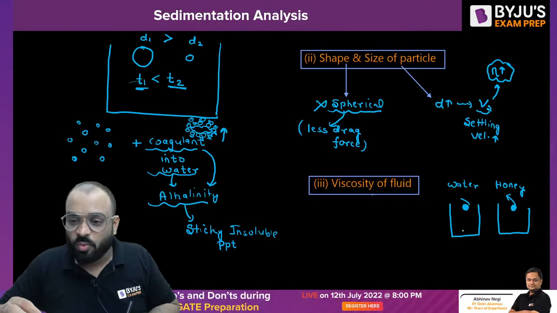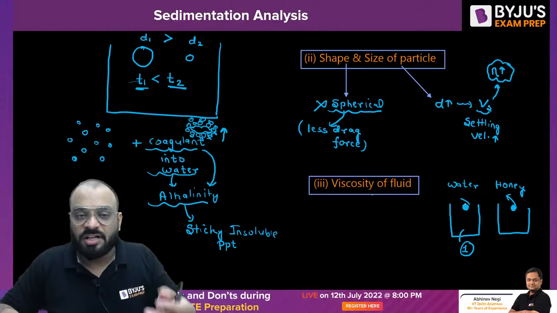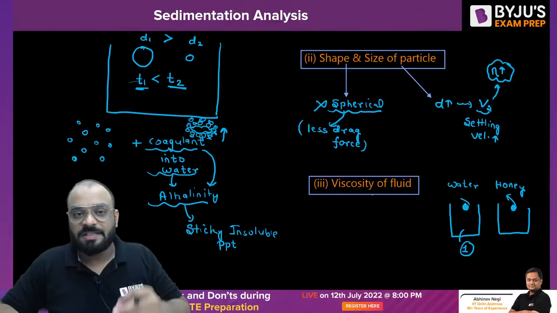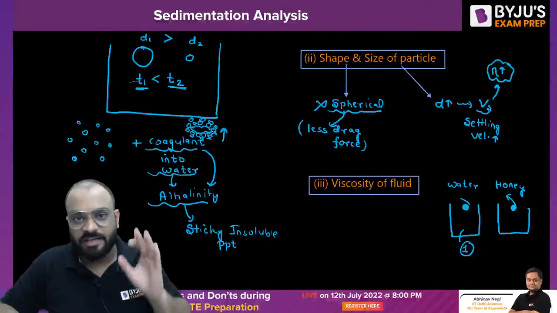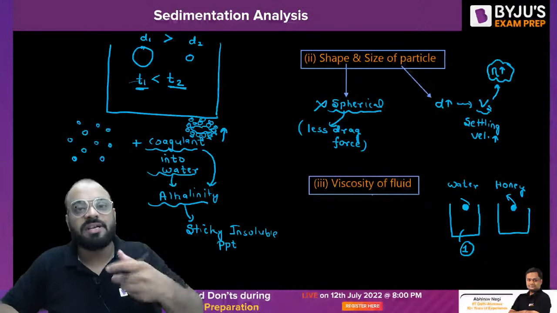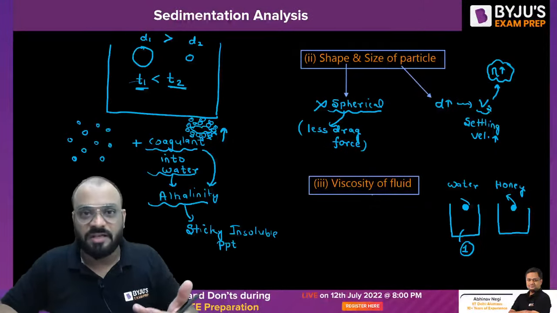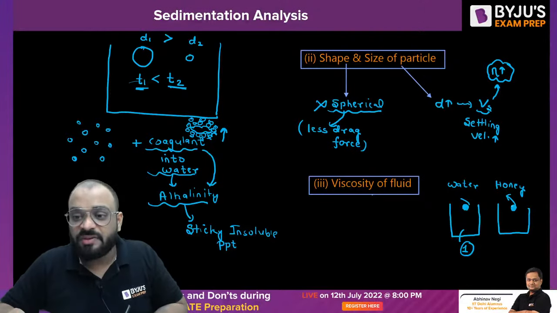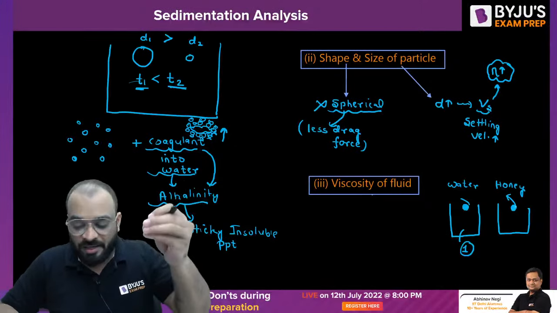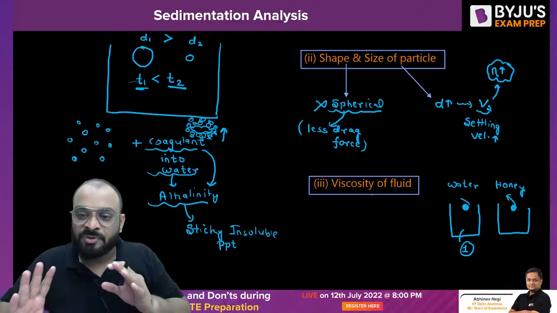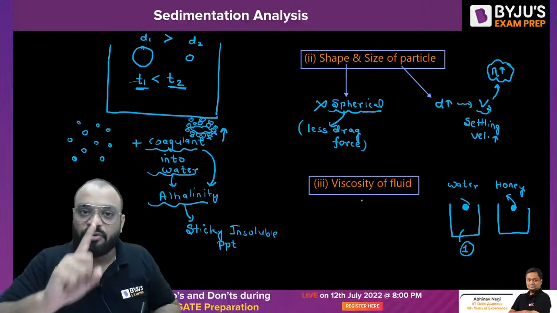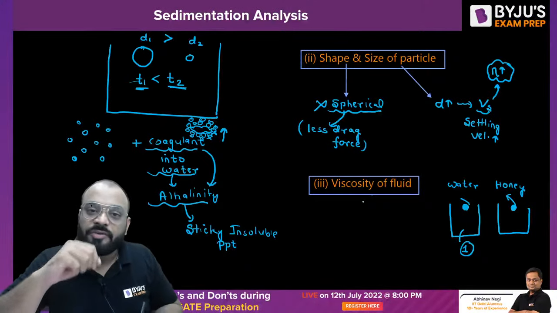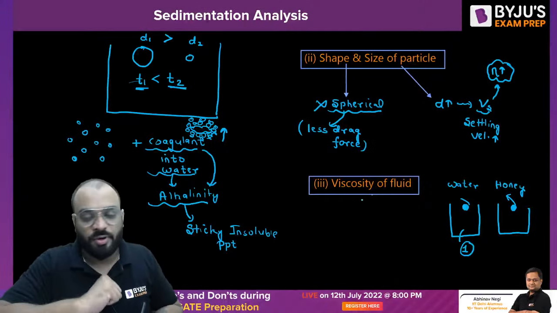Definitely the first container. Why? Because we know that in this case water is there, and in water it is easy to flow a particle inside it. But if you have honey, which is a little bit thicker as well as more viscous, then it is very difficult to move a particle inside it. Correct? So the viscosity of the fluid is another property which may affect the sedimentation process.